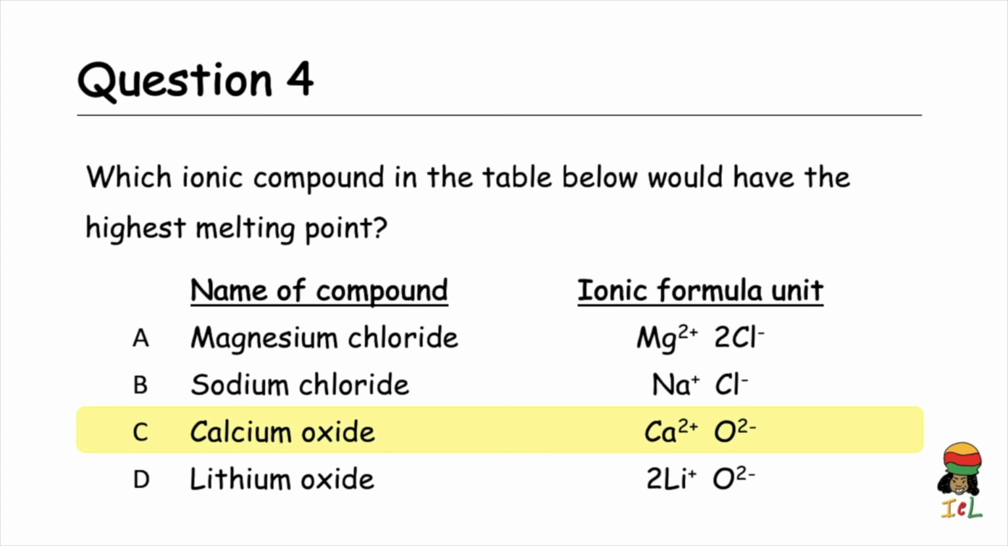The answer is C, calcium oxide, Ca2+, O2-. And the reason why calcium oxide would have a much higher melting point than the other three ionic compounds listed is that the charges on the ions of calcium and the oxide are much higher than the ions found in the other ionic compounds listed.